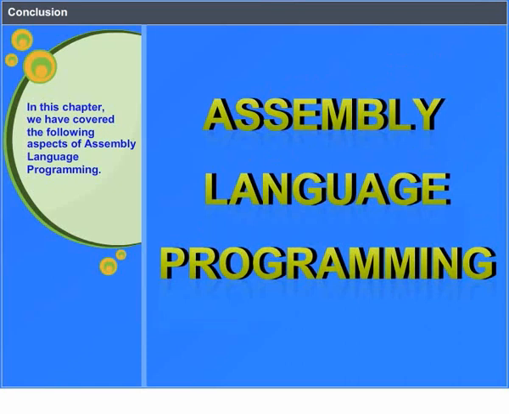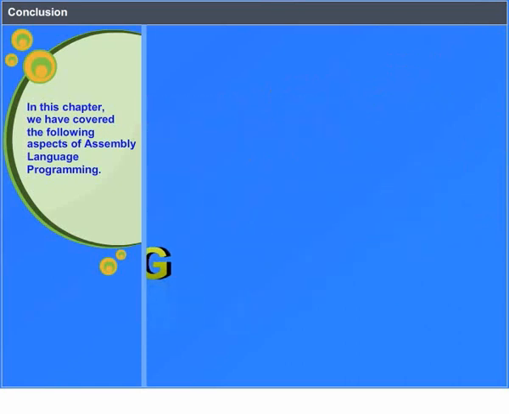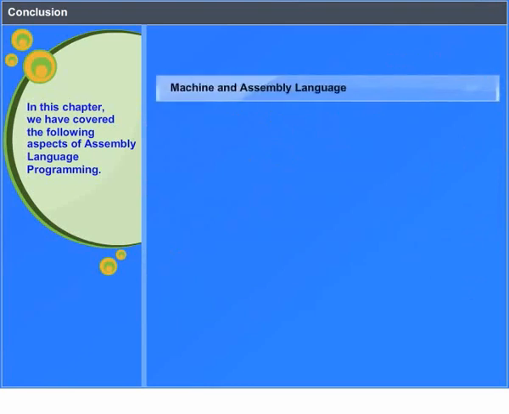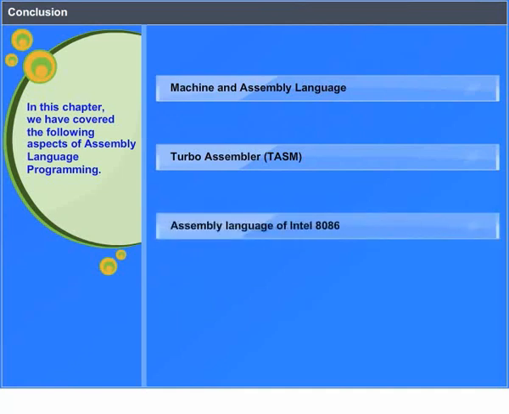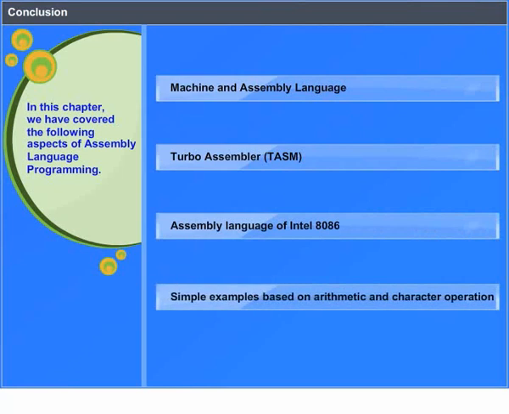Conclusion. In this chapter, we have covered the following aspects of assembly language programming. Machine and assembly language. Turbo assembler, TASM. Assembly language of Intel 8086. Simple examples based on arithmetic and character operation.